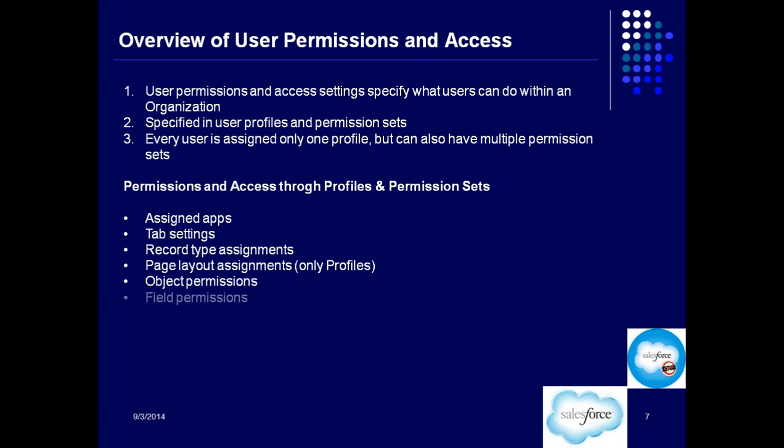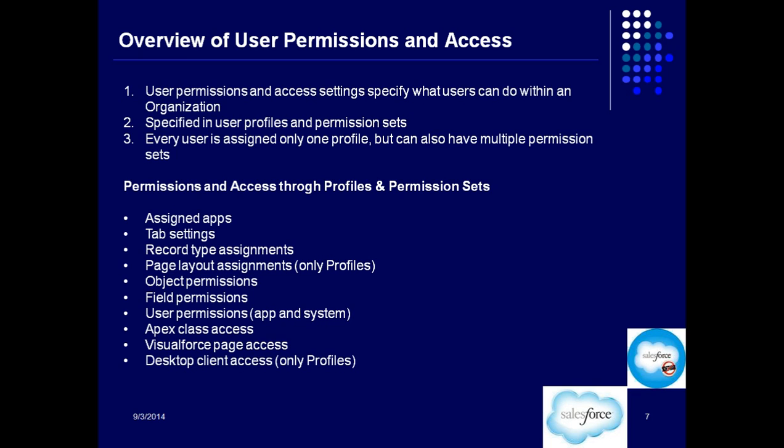Object permissions, field permissions. So object level security, what we were talking about in the previous slide. Field level security. User permission, application and system user permission, what the user can do on this application and not. Apex classes, Visualforce pages, desktop client access, if any. Okay, so all these things are controlled through this permission and access, and these are controlled through profile and permission sets. So these are the two things which we are going to talk about: profile and permission set.